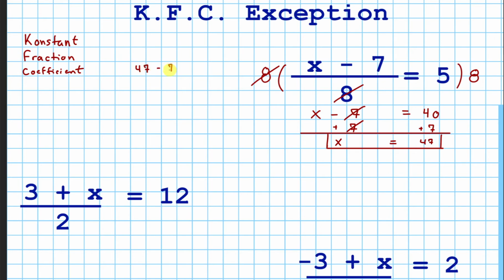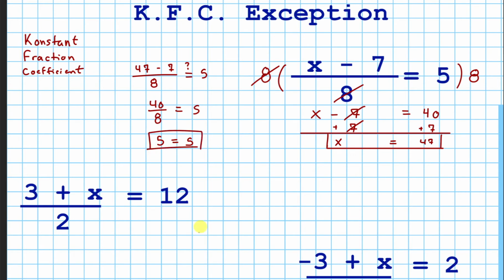47 minus 7 over 8. Does that equal 5? Well, 47 minus 7 is 40. So I get 40 over 8. Does that equal 5? Yes, it does. And there we go. That's it.